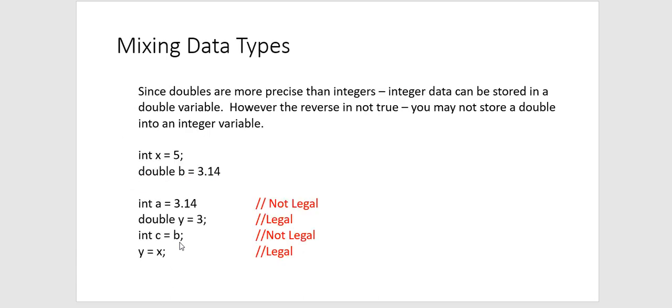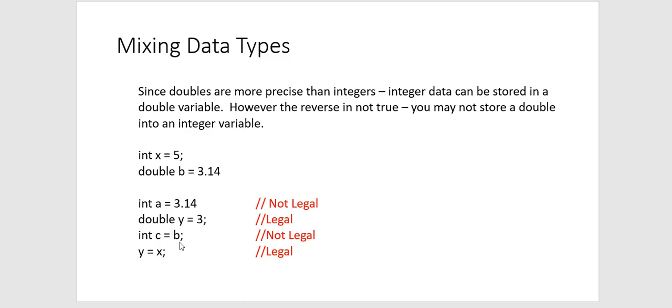So the other thing you got to worry about when you're working with data types is mixing stuff up. Obviously, you can't put anything into a boolean other than true or false. However, you can put an integer piece of data into a double data type. When you do that, it's going to add a decimal place to the printout, like 0.0, but you can do it.